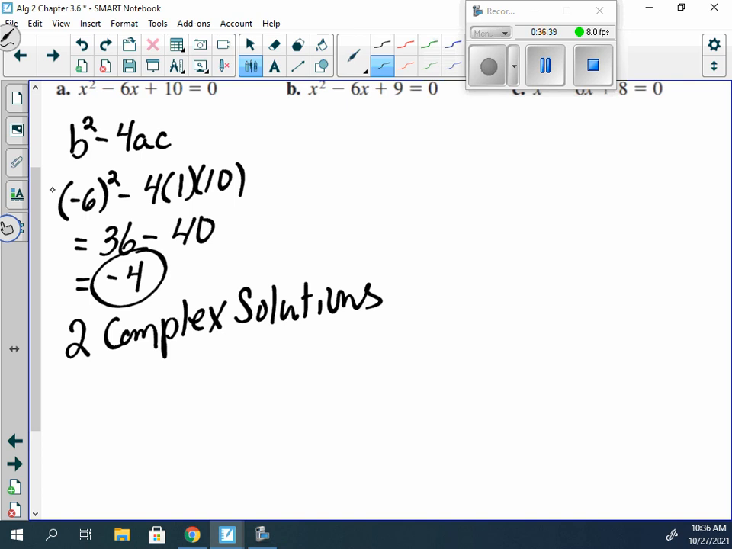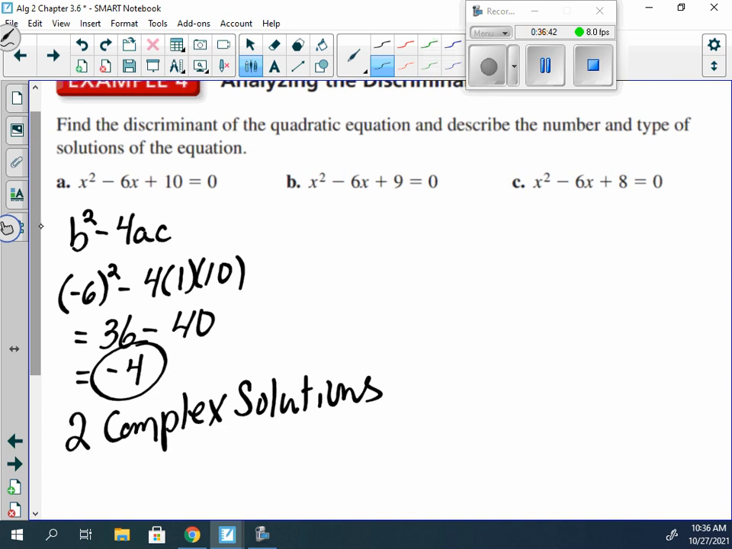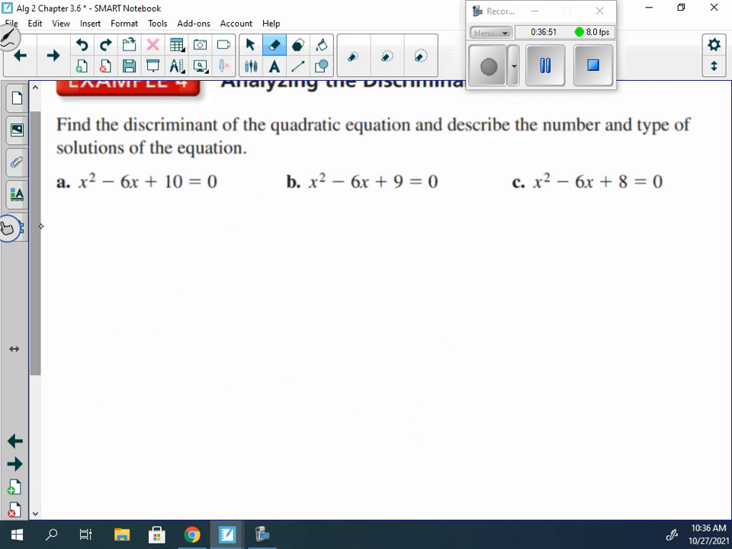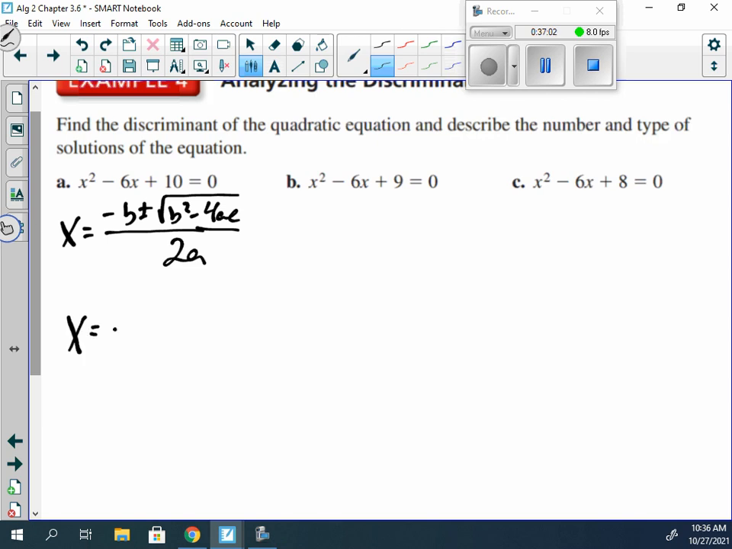Now we need to find out what they are. Describe the number and type of solutions. So if I remember correctly, and I will look back at the assignment just to make sure, they want us to actually find it with our x is equal to negative b plus or minus the square root of b squared minus 4ac all over 2a. Now we said b was negative 6, yes? Well, negative b would be positive 6 plus or minus the square root. What is b squared minus 4ac for this here?